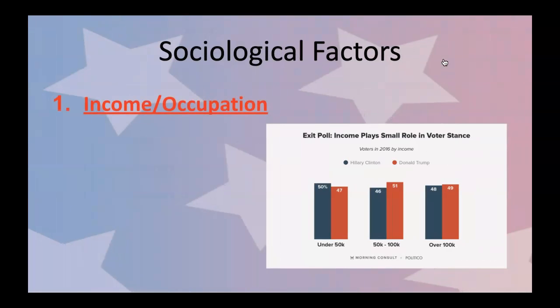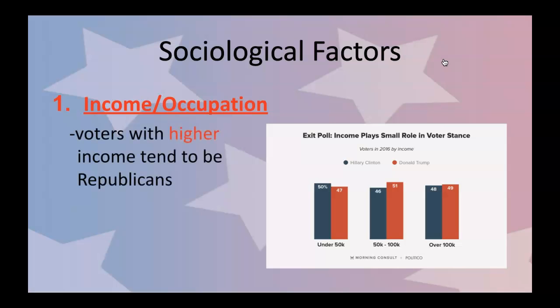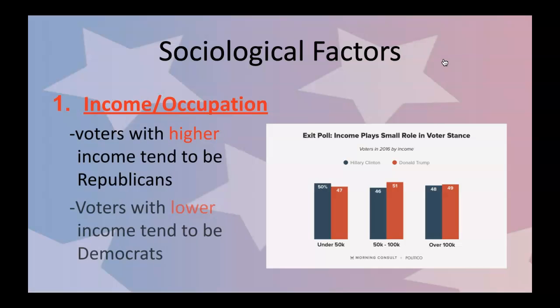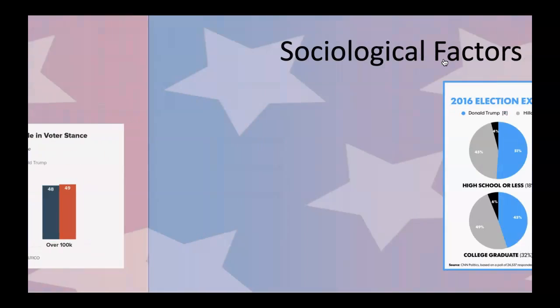Let's break this down nice and easy. Let's look at the first sociological factor that determines how people vote. Here's the breakdown on income and occupation. As a general rule, voters with higher income tend to be Republicans, and voters with lower income tend to be Democrats. The main reason why this might be the case is that Democrats tend to view government as important in providing social welfare programs to people who might need that money and assistance, and Republicans don't value an active government in that way, handling those types of issues, so that might cause the divide.